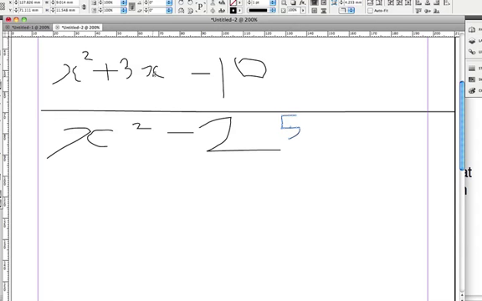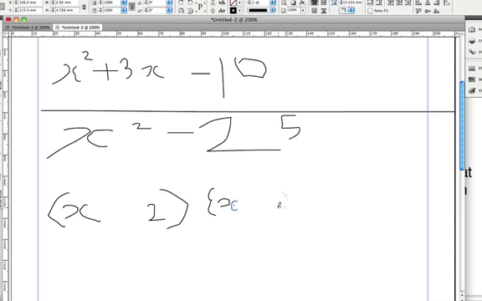Then you need to consider 2 numbers that will give you an answer of plus 3x when they are added together. The 2 numbers here are going to be 5 and 2, because 5 and 2 make up the 10 quite comfortably when you multiply them together. And they add together to make up the 3. So x here and a 5 as well.